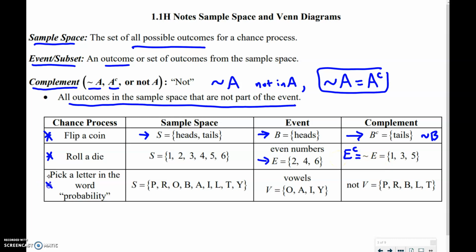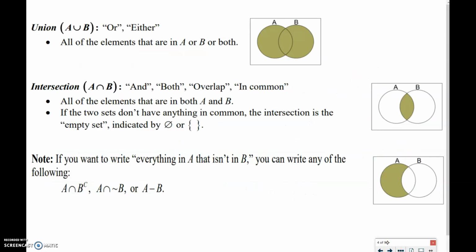If I asked you to choose a letter from the word probability, the sample space, or the list of all possible outcomes, would be right there. All possible outcomes. If we set up as our event, event V is the vowels, O, A, I, and Y. Notice they're using Y as a vowel here. Then not V would be just the consonants. And we're going to jump into the next part of it where we're going to look at some Venn diagrams.